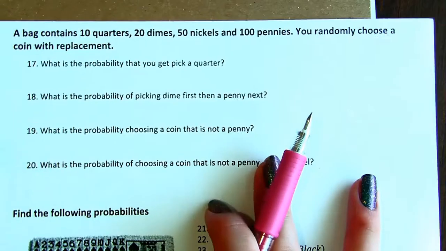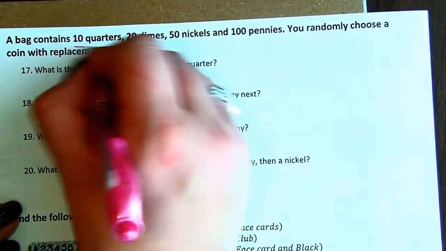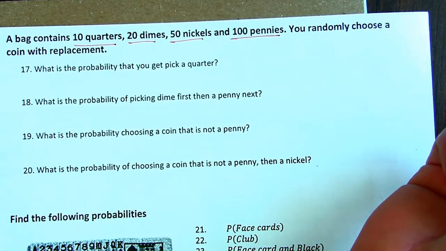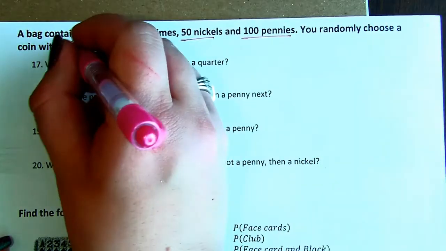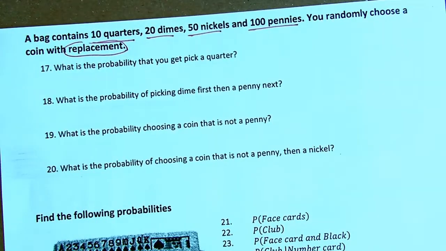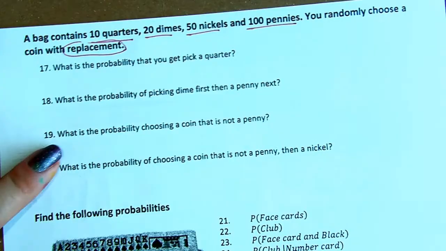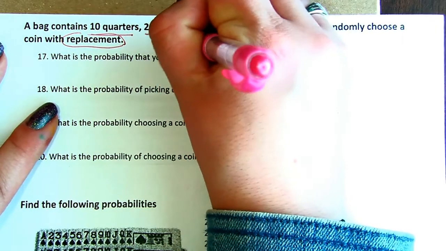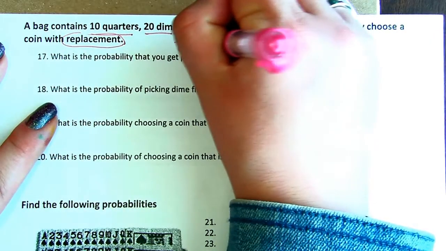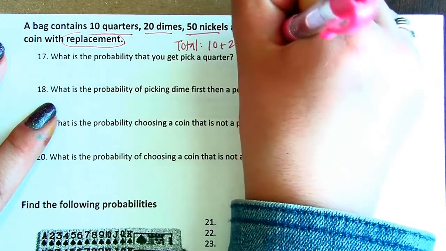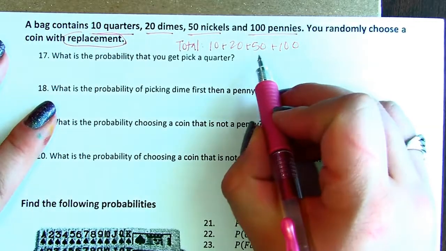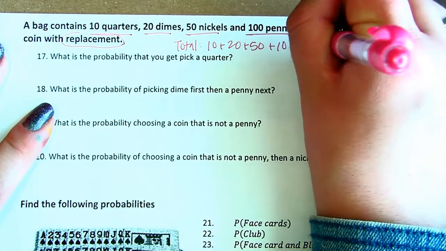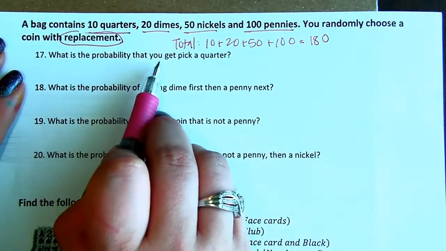Okay, on the back side, a bag contains 10 quarters, 20 dimes, 50 nickels, and 100 pennies. You randomly choose a coin with replacement. With replacement means once we take an item out of the bag, we're going to put it back in. So first, let's find how many things we have total. We got 10, 20, 50, and 100. So 150, 170, 180.